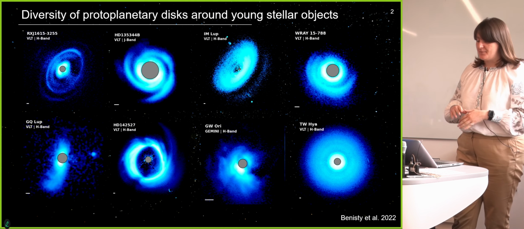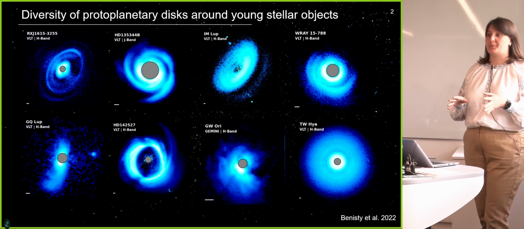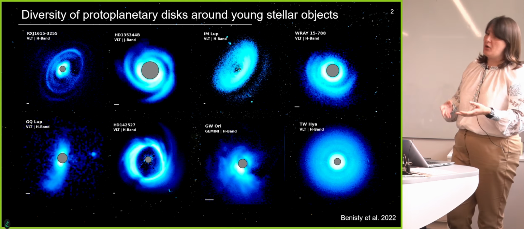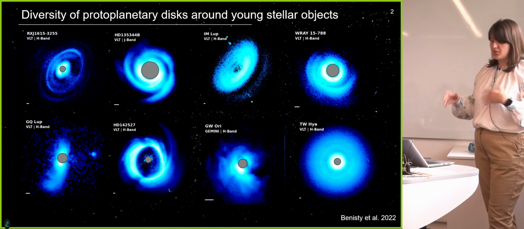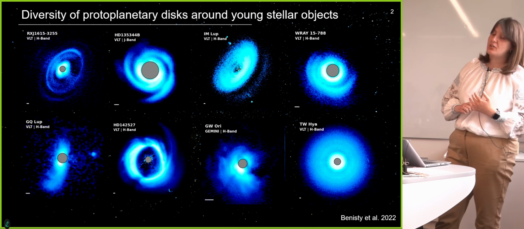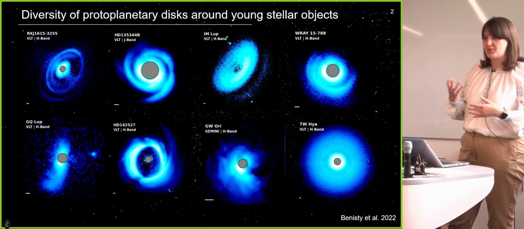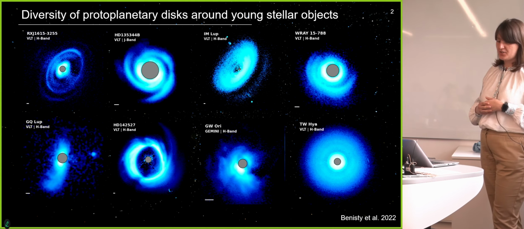Awesome. But first, let me start with protoplanetary disks. They form during the early stages of the host star's life as residual gas and dust from the star formation condenses into a disk and also provides material for further planet formation.